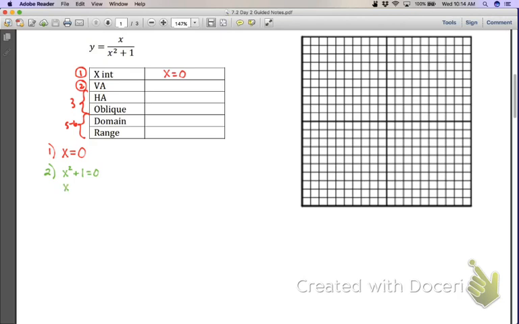So then if I have x squared equals negative 1, I have the square root of negative 1, x is equal to plus or minus i. So is there any sort of vertical asymptote? No, nothing you can see. Okay, so in this case, there wouldn't be one. If you get anything imaginary, there's not one.